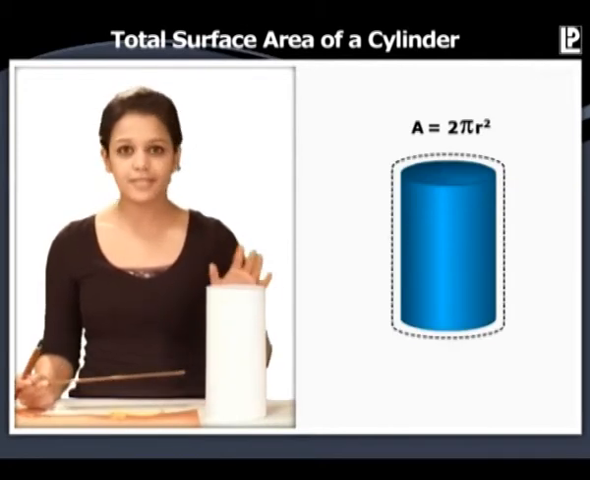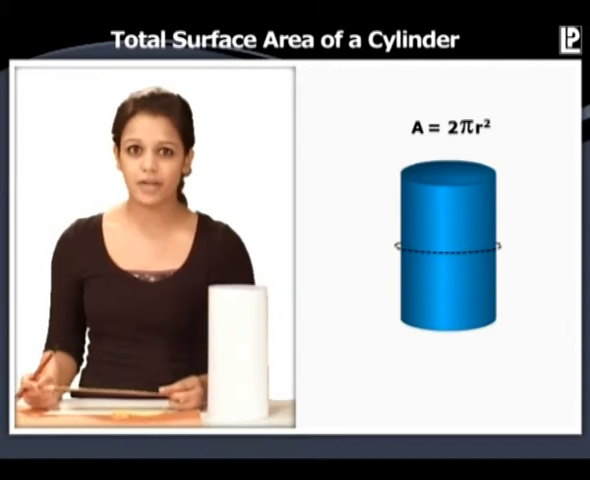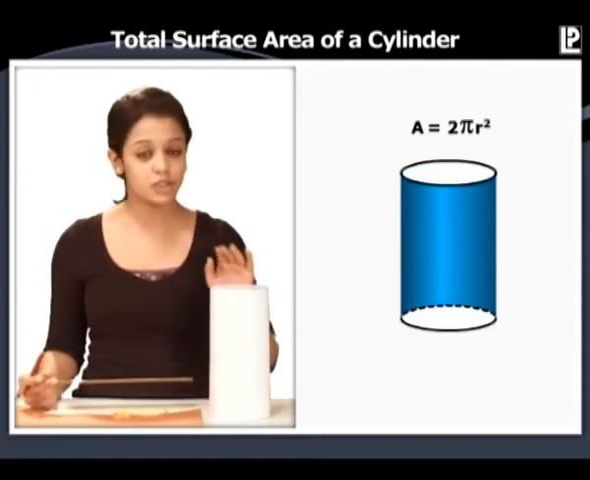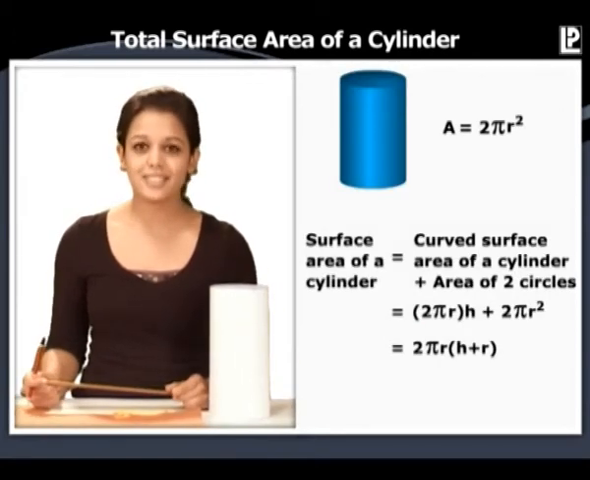The total surface area of the cylinder is the sum of the curved surface area of the cylinder and the areas of the two circles, top and base. So here we have the formula for the total surface area.